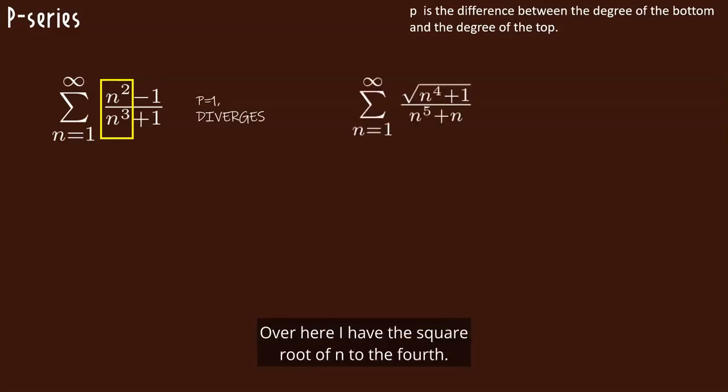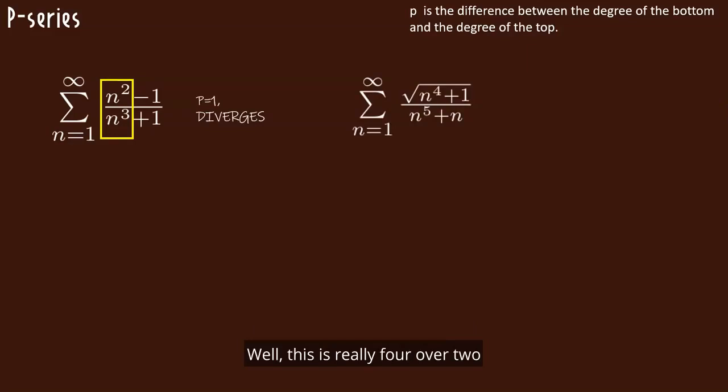Over here, I have the square root of n to the 4th. Well, this is really n to the 4 over 2, because remember the square root is the same thing as raising something to the 1/2. So the power on top is 2, and the power on the bottom is 5. 5 minus 2 is 3, so this converges.